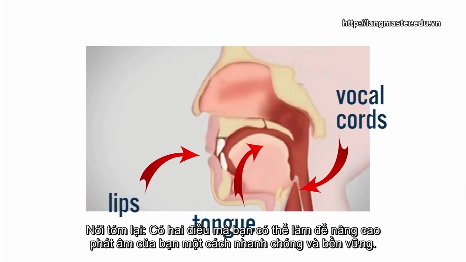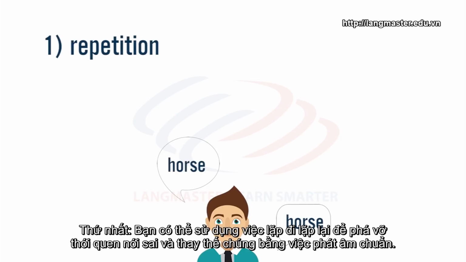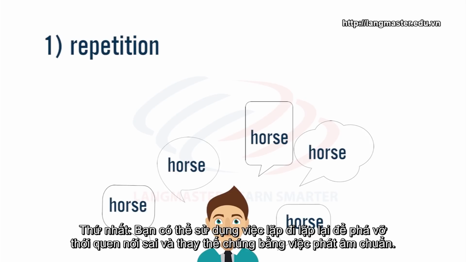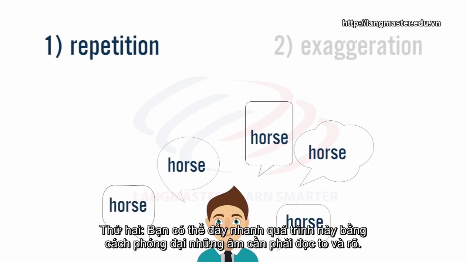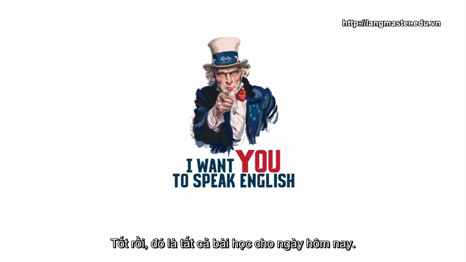So, to summarize, there are two things that you can do to quickly and permanently improve your pronunciation. Number one, you can use repetition to break bad speaking habits and replace them with good ones. Number two, you can speed up the process by exaggerating everything that should be exaggerated. Alright, that's all for today.